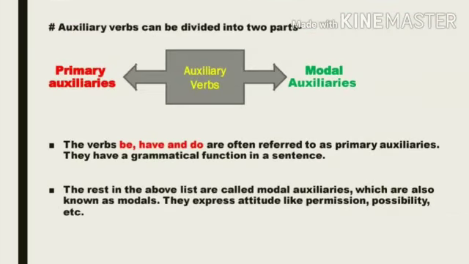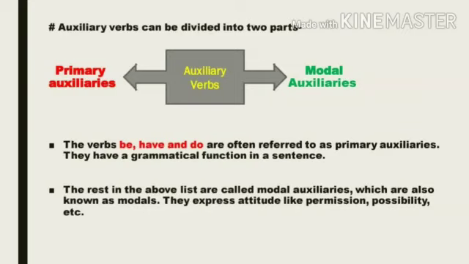Auxiliary verbs can be divided into two parts: primary auxiliaries and modal auxiliaries. The verbs be, have, and do are often referred to as primary auxiliaries. They have a grammatical function in a sentence. The rest in the above list are called modal auxiliaries. We can also call them modals, which is very popularly known. They express attitude like permission, possibility, probability, prohibition, etc.